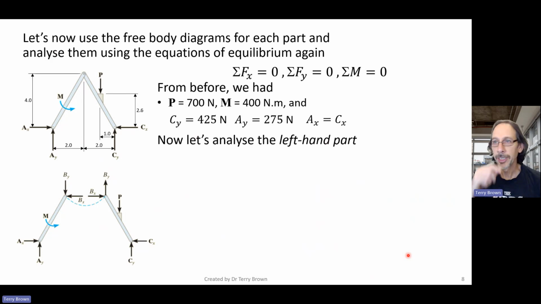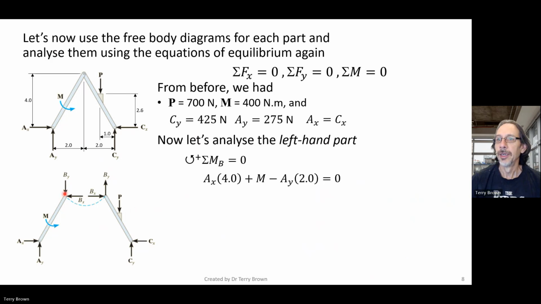So now let's go and look at the left-hand side. So the sum of moments about point B for the same reason as before. We're just pretending that we haven't worked out what these values are, and we're just going to use the left-hand side and see that we get the same answer. All right, so taking moments about point B, we have Ax times its perpendicular distance, which is 4. Ax tends to cause an anti-clockwise moment about point B, so that's positive. The applied couple is anti-clockwise, so that's positive.